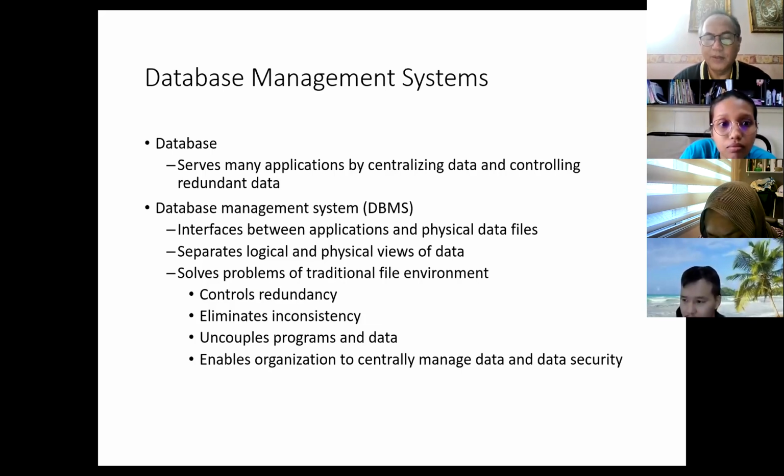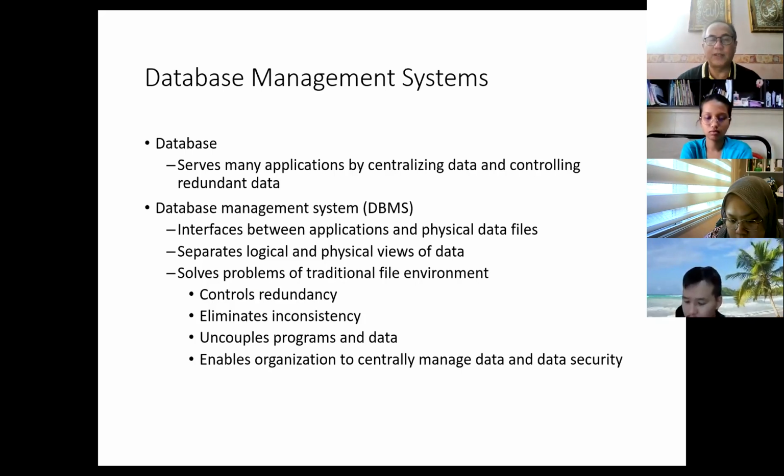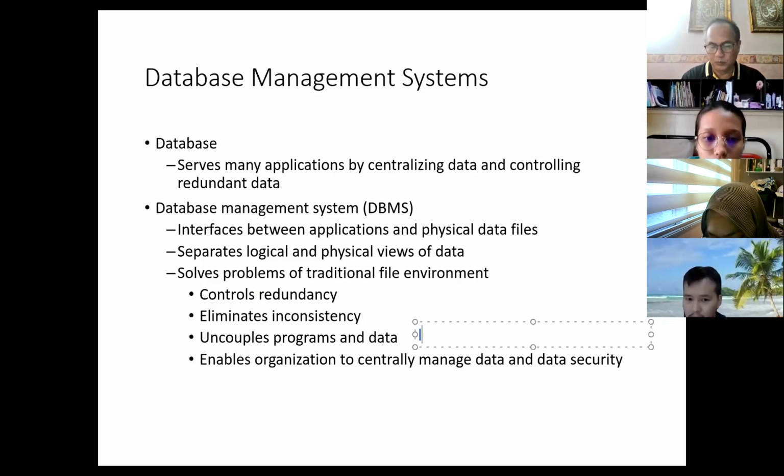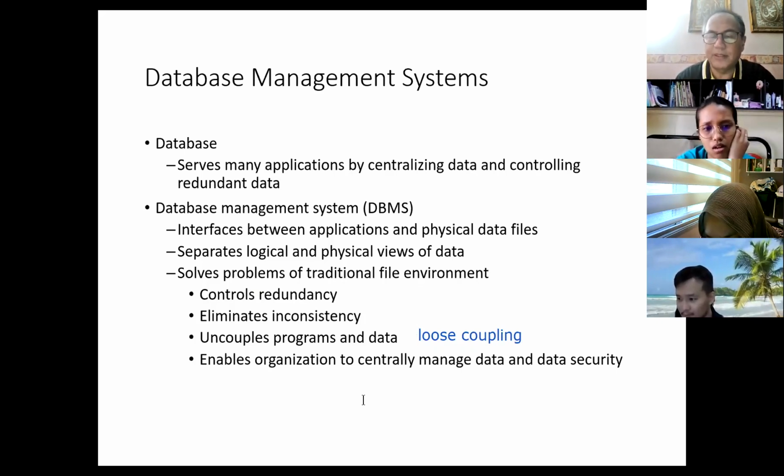So in a way, it will solve the problems that we mentioned just now: controlling the redundancy, eliminating the inconsistency, and uncoupling the program and data. We call it loose coupling. And so it enables the organization to centrally manage data and data security.